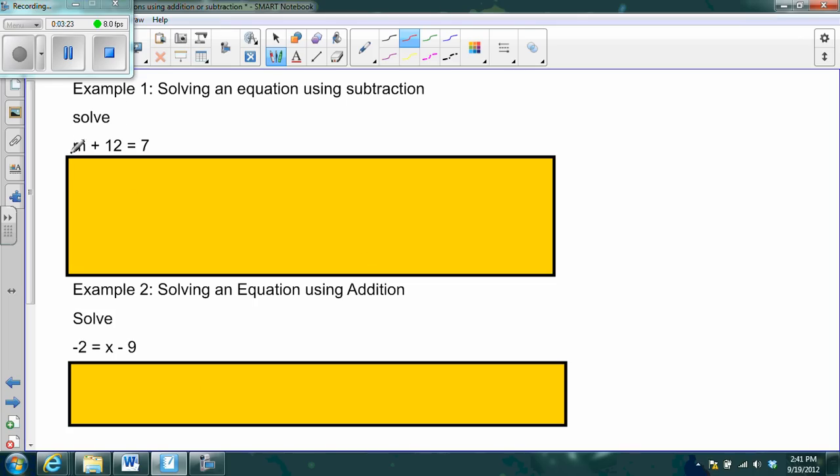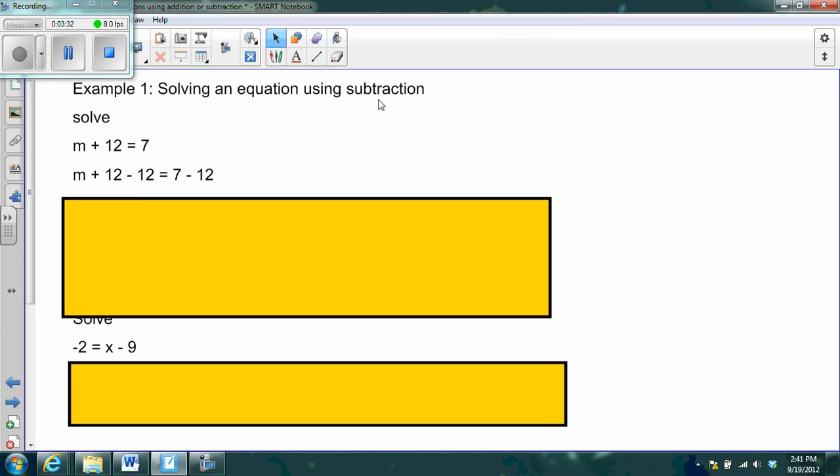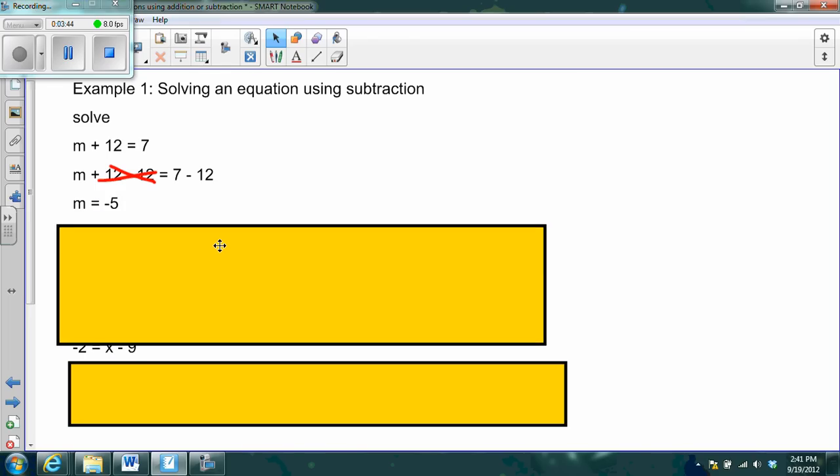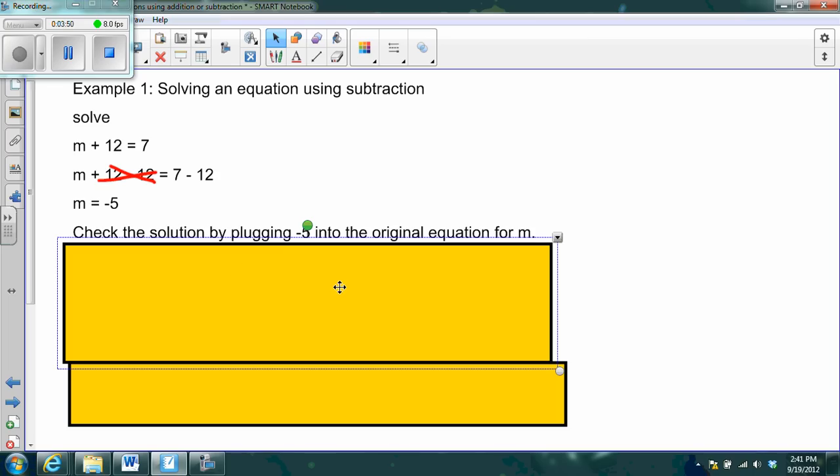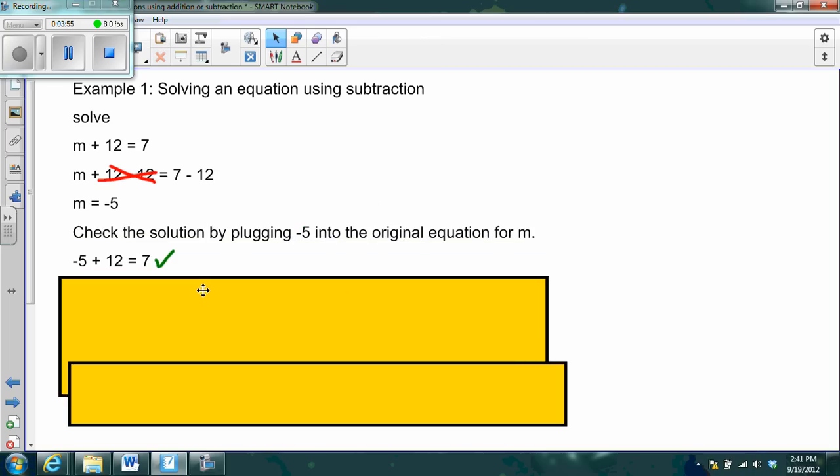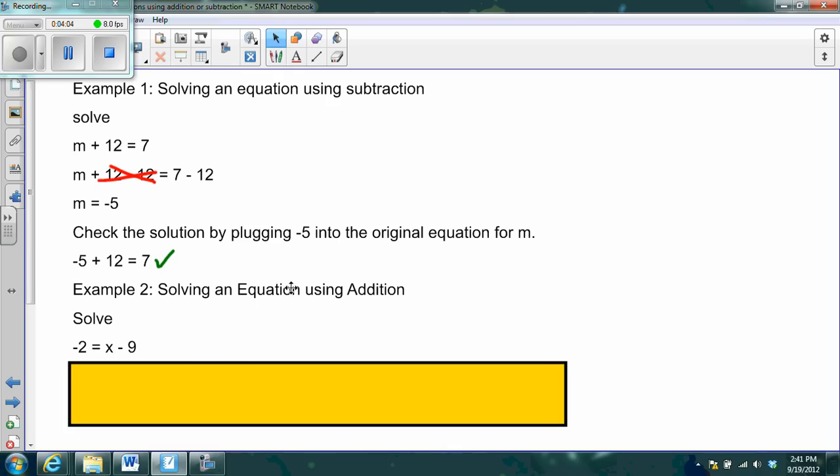Let's solve the problem n plus 12 equals 7. Not using mental math, now we're going to actually use algebra. The first thing you can do is subtract the 12 from both sides. If we subtract 12 from both sides, these 12 cancel out on this side, and we get 7 minus 12 on the other side, which is equal to negative 5. Then we can go back and check our solution by plugging that negative 5 back in for n in the original equation. So if we get negative 5 plus 12 equals 7, we've checked that. That is correct and true. So now we've checked it.